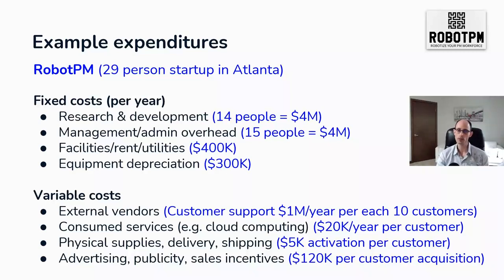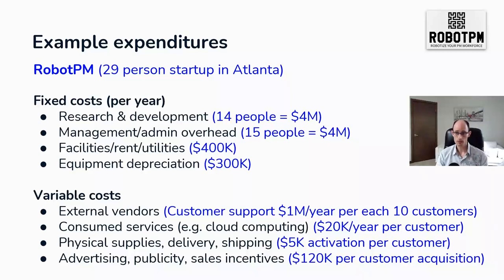For variable costs, Robot PM uses an external vendor to provide customer support. And they have an arrangement where the vendor supports up to 10 customers for $1 million a year. And for each additional 10 customers, they'll charge an additional $1 million a year. This means that support costs will generally scale up with the volume of customers. Another expense has to do with cloud computing.